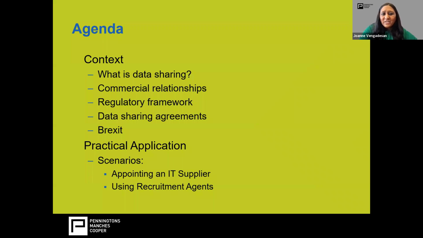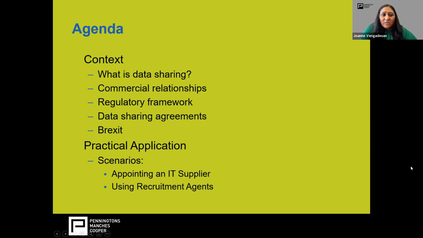Yeah, so our agenda for this morning is going to be to take you through a little bit of the context of what we mean by data sharing, and the kind of commercial relationships in which it could arise, and just looking briefly at the regulatory framework, and the types of things that we expect to see in data sharing agreements of different kinds. And we will touch on the impact of Brexit.